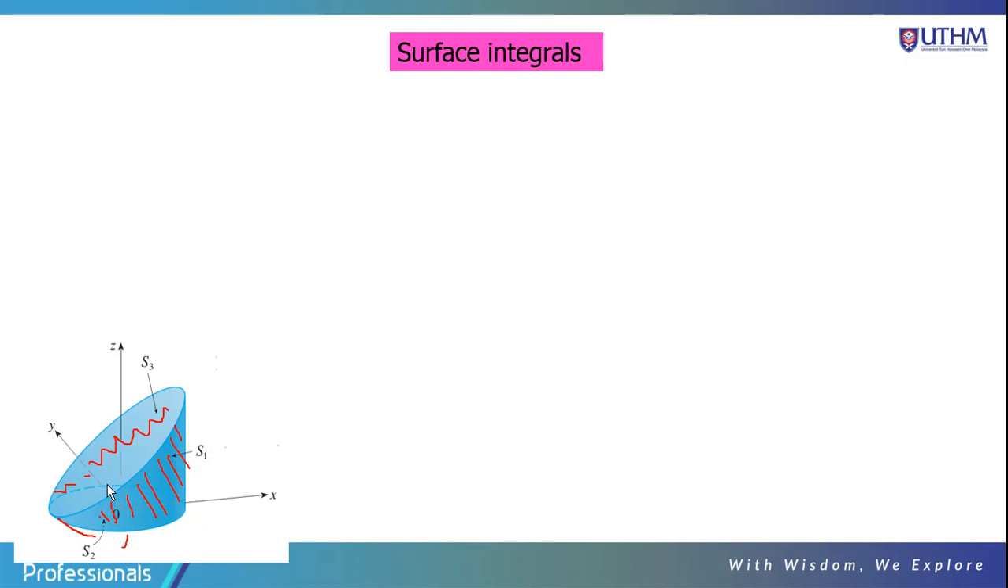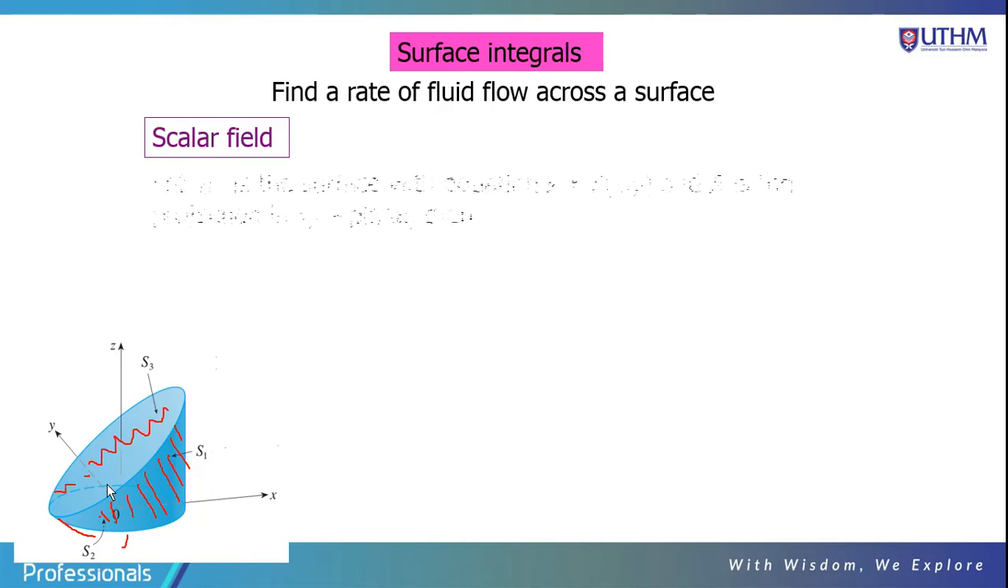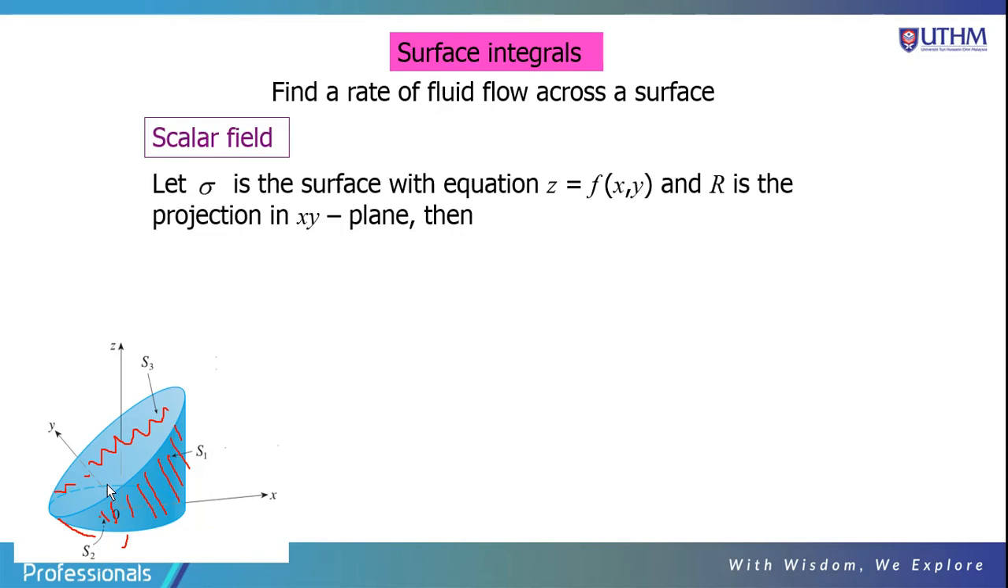So what is the surface integral? The surface integral is to find the rate of fluid flow across the surface in the scalar field. Let sigma be the surface with the equation z equals y over z. So let's say this one is the surface. For that surface, what does the equation represent? Let's say they represent z equals f(x,y).